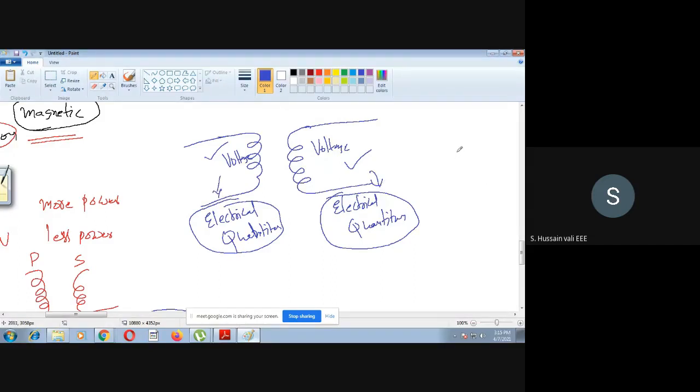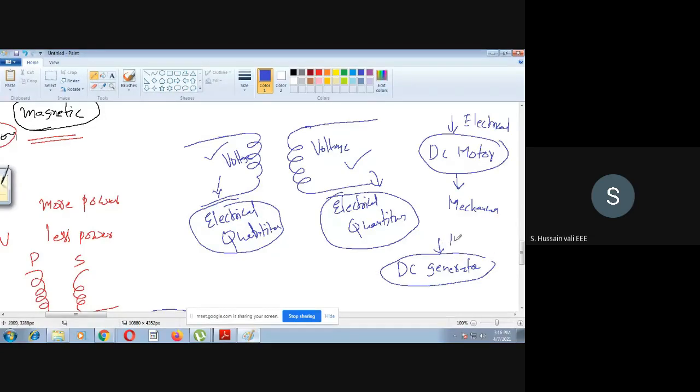But unlike, you recall what you have studied in the previous semester, that you have a DC motor. Say for example, you have a DC motor. In the case of the DC motor, what is the input? Input is an electrical quantity, some voltage you will give. Whereas what is the output? It is a mechanical quantity. Whereas if you take the case of a DC generator, the input is a mechanical quantity, whereas the output is an electrical quantity. So input is mechanical, output is electrical in case of a DC generator. In case of a motor, input is electrical, output is mechanical.